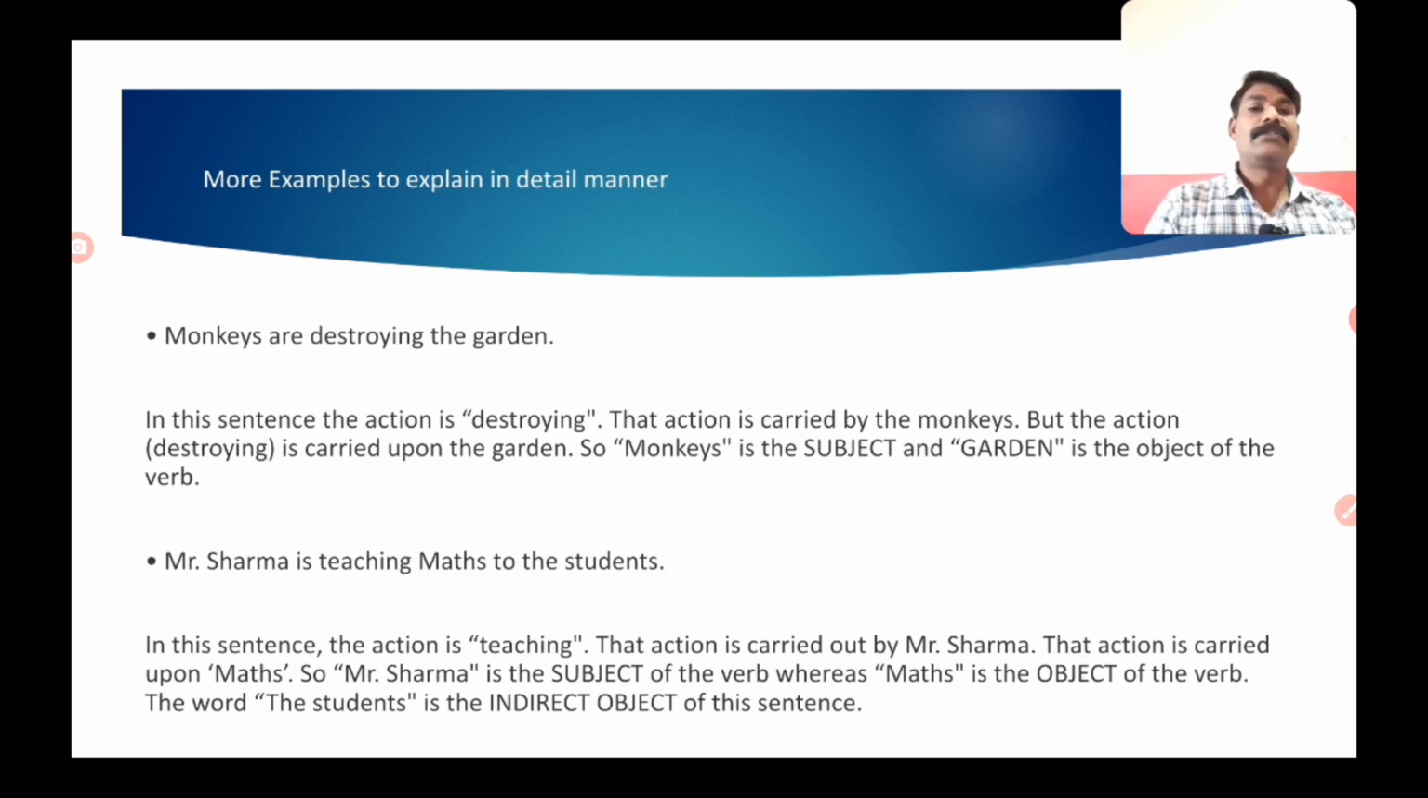Mr. Sharma is teaching maths to the students. In this sentence, the action is teaching. Definitely teaching is the present participle verb. The action is carried out by Mr. Sharma, and that action is carried upon the maths. So Mr. Sharma is the subject of the verb, whereas maths is the object of the sentence. The word students is the indirect object of this sentence. Don't be confused right now about the indirect object. Just understand what the subject is and what the verb is in this sentence. Okay, let's go ahead.